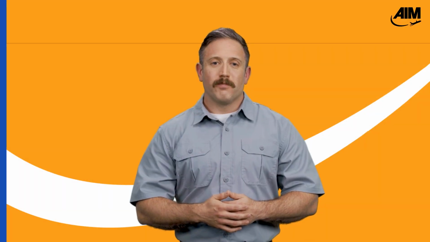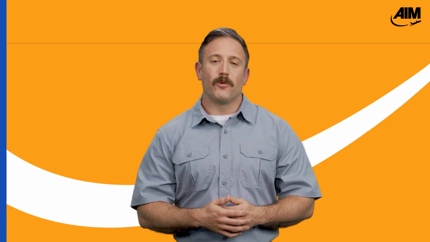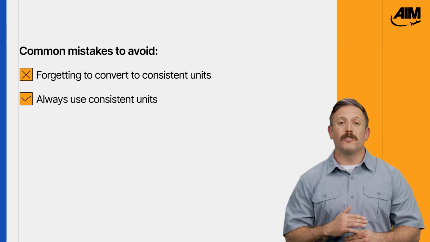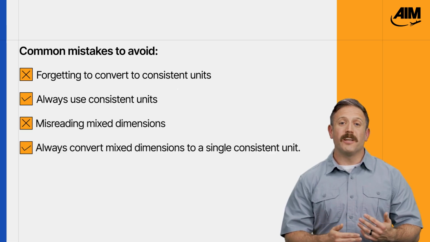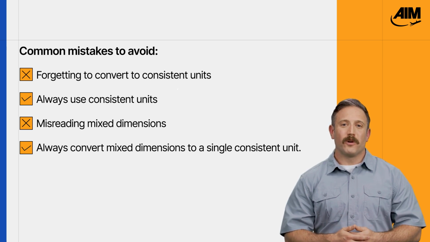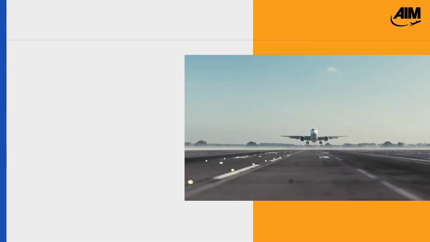But even with a good method, mistakes can happen, especially with units and formulas. Some common mistakes include failing to convert all measurements to the same unit, misreading mixed dimensions, such as interpreting 6 feet 8 inches as 6.8 instead of 6.67, and using only the root or the tip chord instead of averaging both. Wing area calculations may seem simple, but they support every safe takeoff.